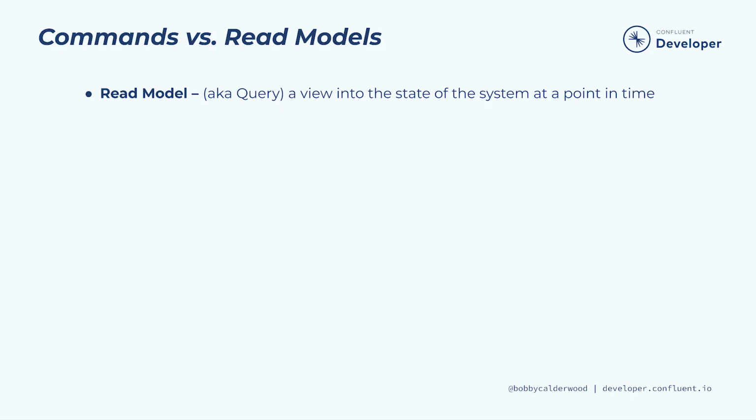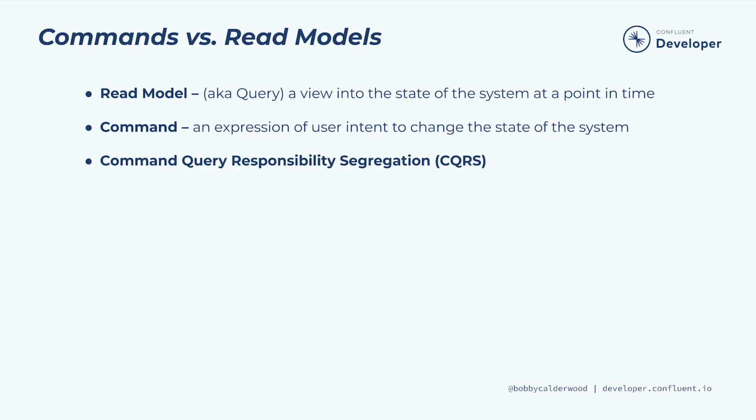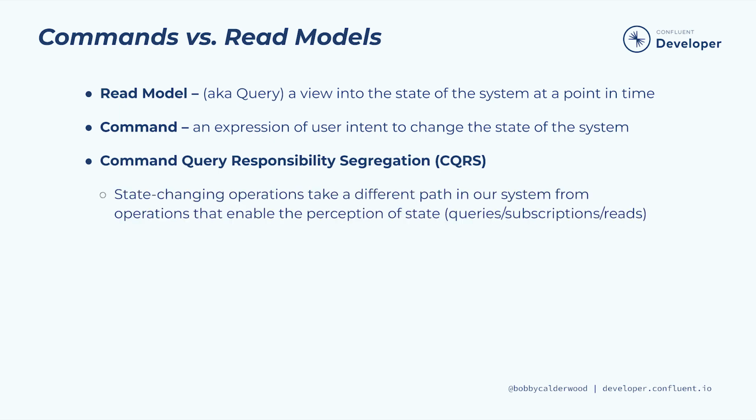So what are commands and read models? Simply put, a read model is a view into the state of the system at a specific point in time, and a command is a user's expression of intent to change the current state of the system. There is a system design principle called Command Query Responsibility Segregation, commonly abbreviated as CQRS, which states that state-changing operations, commands, should take a separate path through the system from operations that merely retrieve or perceive the state of the system, queries or read models.